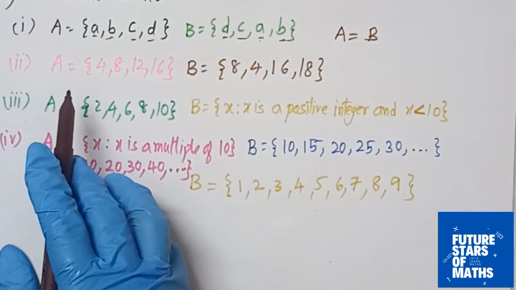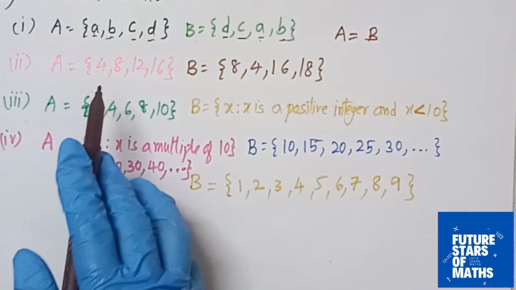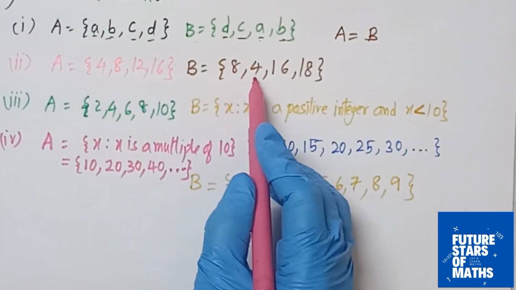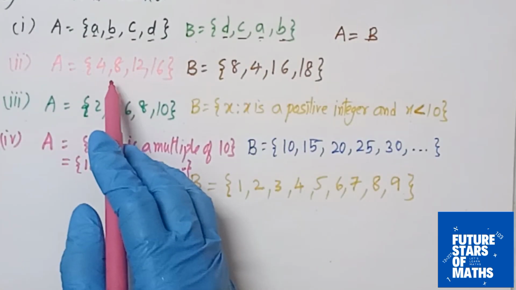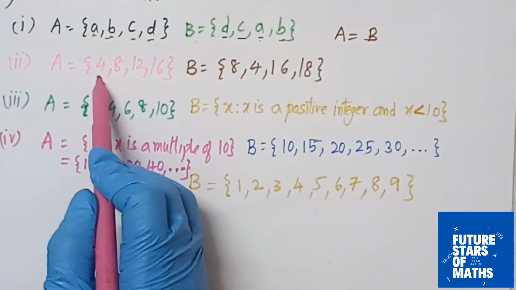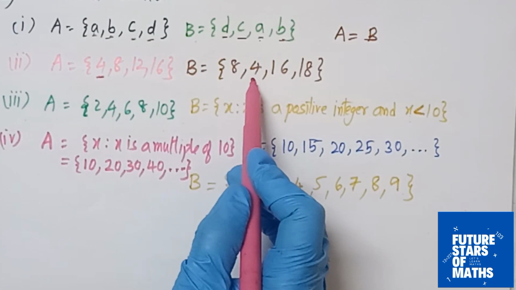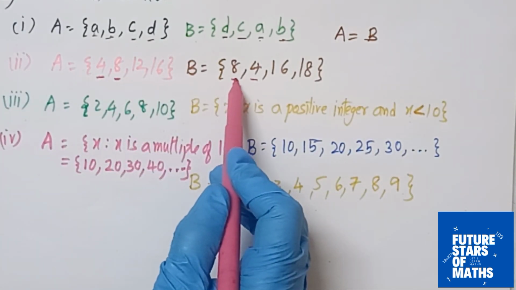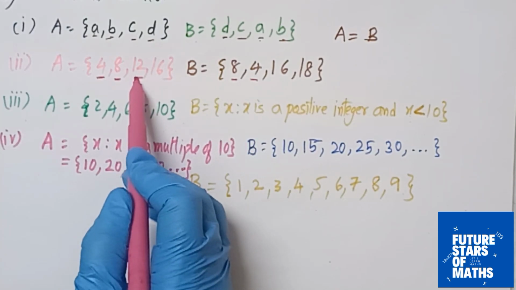Now the next sets are A equal to {4, 8, 12, 16}. B equal to {8, 4, 16, 18}. Here we have 4 elements. Here also 4 elements. Now we will check the elements. Here we have 4. Do we have 4 here? Yes. Then the next element is 8. Here also we have 8. Next element is 12.